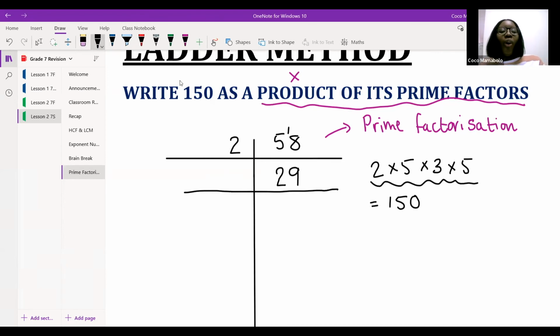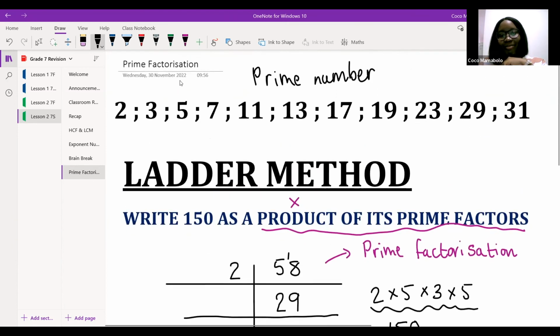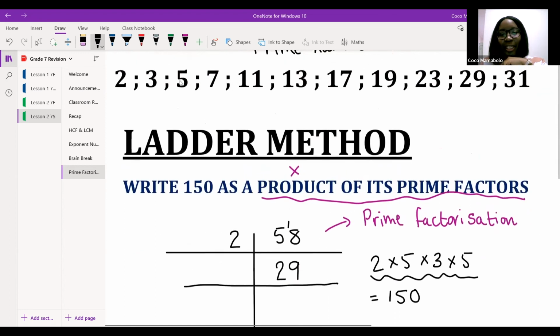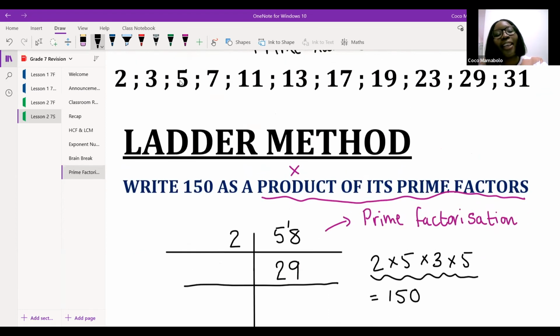All right. Which prime number, guys, can I divide 29 by? I'll show you the prime numbers quickly. Which prime number can I divide 29 by? It's not 2. I cannot divide 29 by 2. Which prime number can I divide 29 by, guys? It's not 3. If it's 3, I'm going to get a remainder of 2. So it can't be 3. Has anybody figured it out?